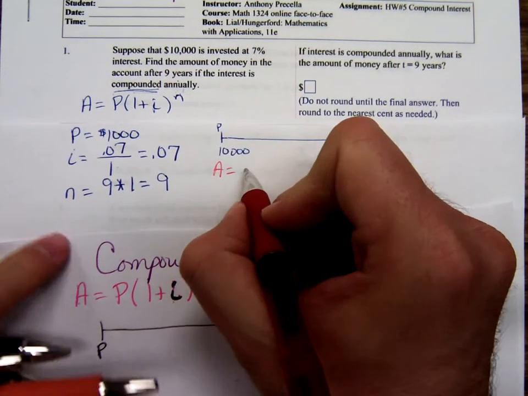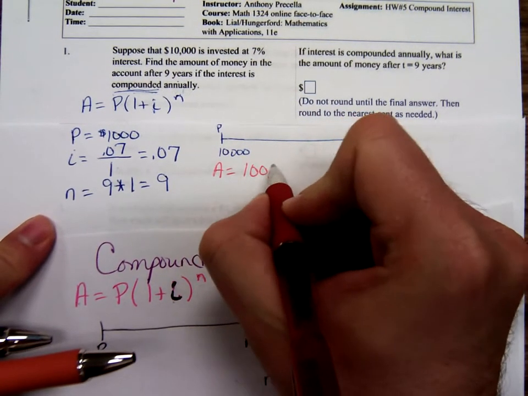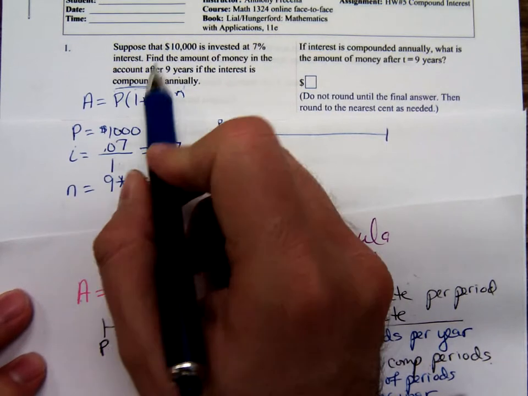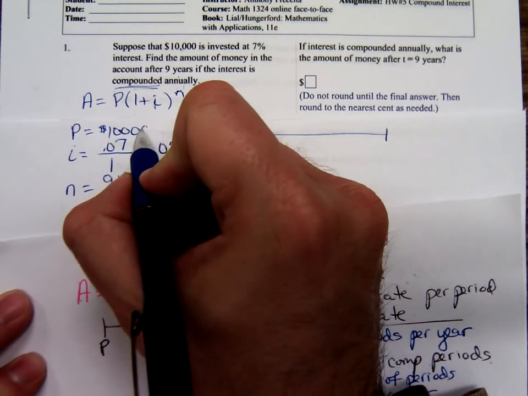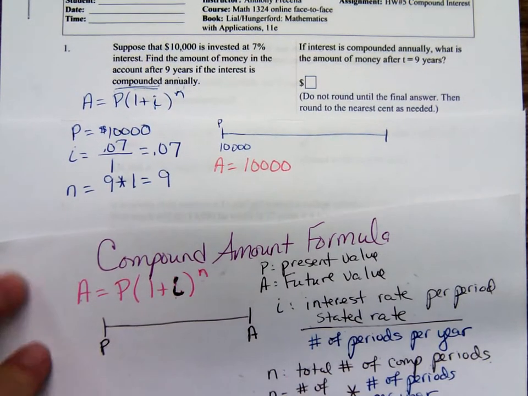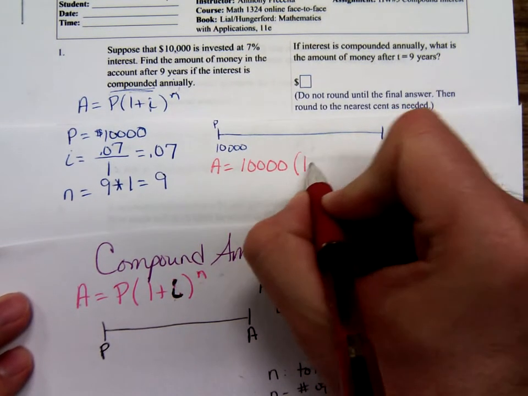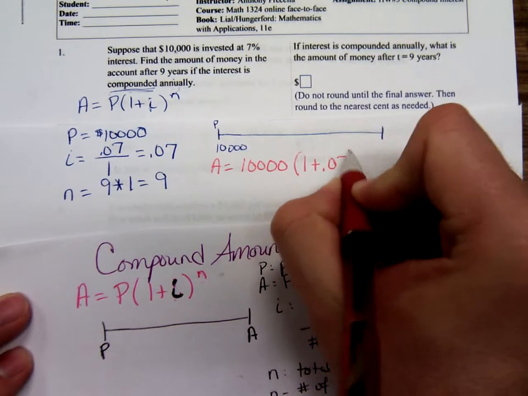So now I'm going to plug into A equals P. You know what? It just dawned on me. I'm missing a 0 here. I wrote 1,000, whereas in reality it's 10,000, isn't it? Times 1 plus I to the nth.